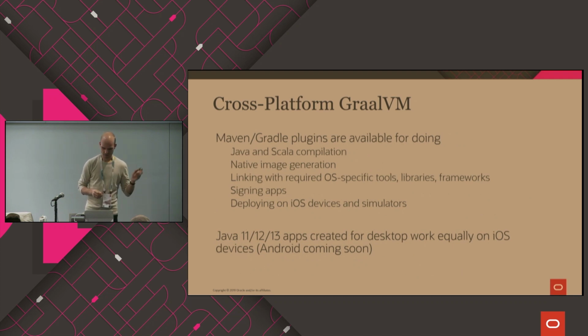So I already mentioned the tooling. Maven and Gradle plugins are available to tie all of these things together. Right now it supports Java and Scala compilation, and it ties together the compilation of the code with the native image generation, linking with all the libraries that are required, signing for the store apps, and deploying it. For this setup, we support Java 11, 12, and 13 right now for iOS.